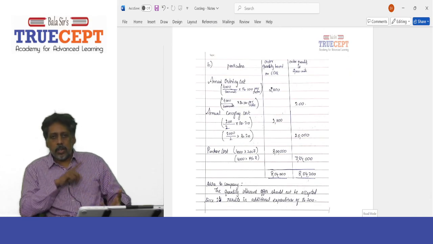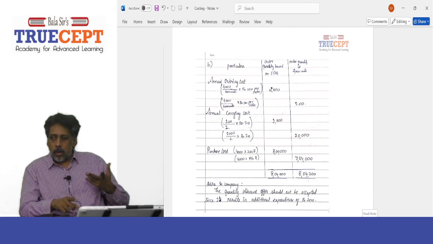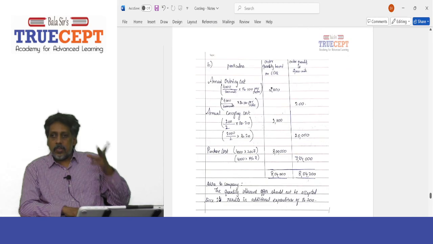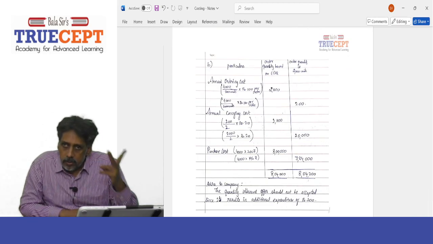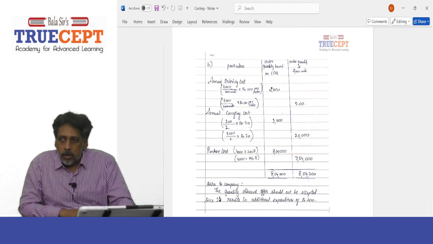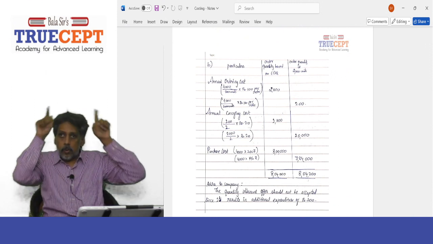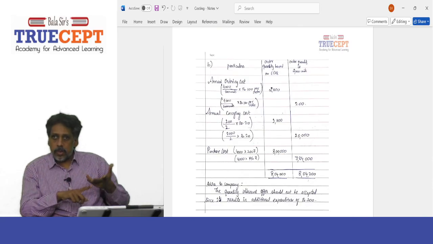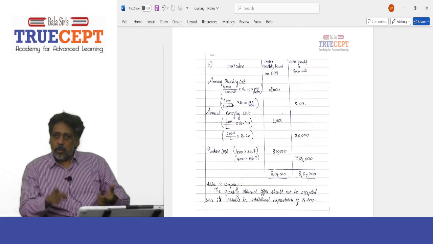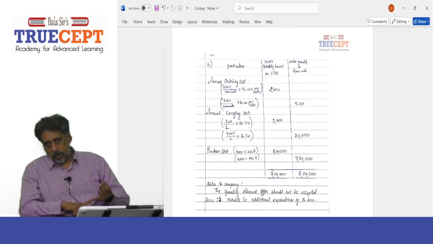What is the first line? Annual ordering cost. Based on EOQ, it will be 4,000 annual requirement by 200, the EOQ or order quantity. So, it will be placing how many orders? 20 orders. And each order will cost you rupees 100. 2,000 rupees. Remember, we already split the 4,000 into two parts, 2,000, 2,000 in the flow chart. Same thing. So, 2,000 is your annual ordering cost.